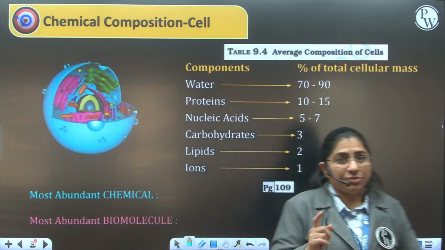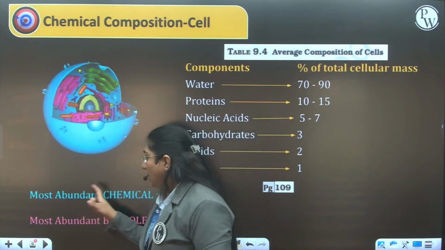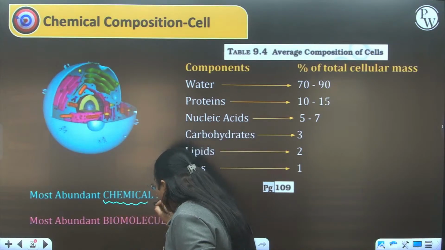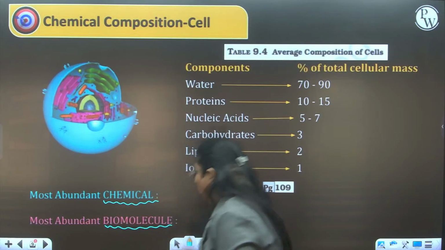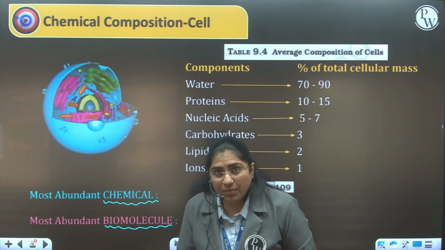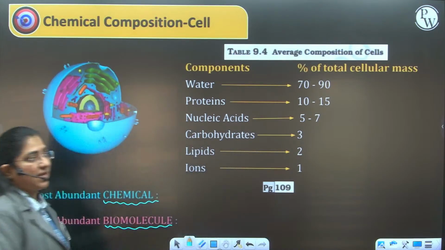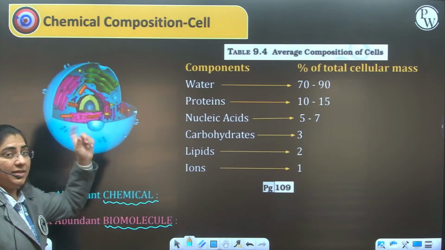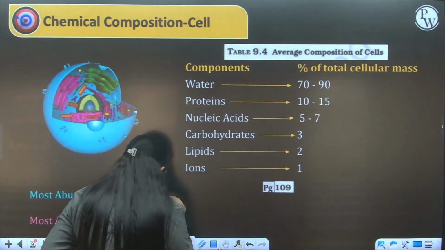Now, what do we need to remember and pay attention to here is that when we talk about the most abundant chemical and the most abundant biomolecule, be careful. In the paper, though we are stressed, pay careful attention to what they are asking. Most abundant chemical, if they are asking, our answer should be water.